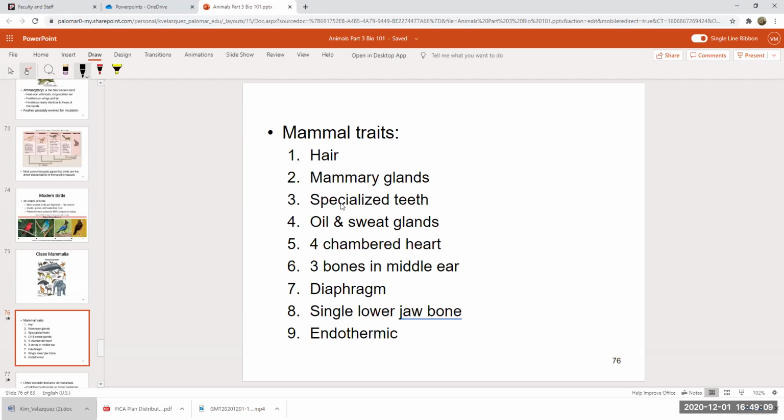Specialized teeth, depending on their diet. We have carnivore teeth, we have herbivore teeth, we have omnivore teeth. Mammals have oil and sweat glands. They have a very efficient 4-chambered heart. 3 bones in the middle ear, so really efficient hearing, especially in predators. Diaphragm really brings in a lot of oxygen. Single lower jawbone, don't worry about that one. You'd have to look at all the other skeletons to really get that one. And they're endothermic. Obviously, endothermy is not unique to mammals, though. Birds are also endothermic.